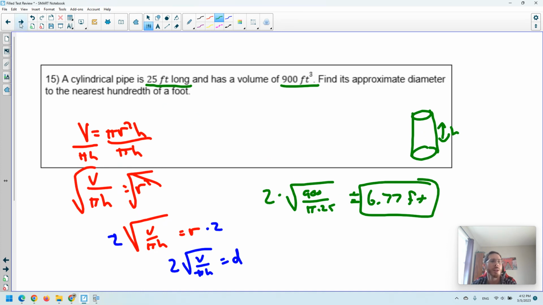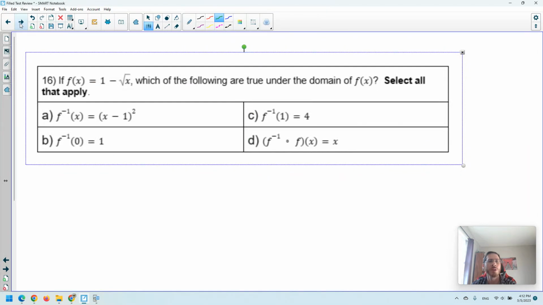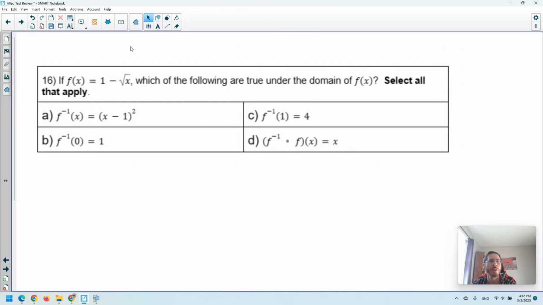All right, next up then, we got number 16. F of x is 1 minus x, which of the following are true under the domain of x. Select all that apply. All right, so let's take care of the easy ones first. F inverse of f of x equals x. That is tautologically true. That's the definition of it, so it's automatically true. For all x that are in our domain of x, that just has to be true.